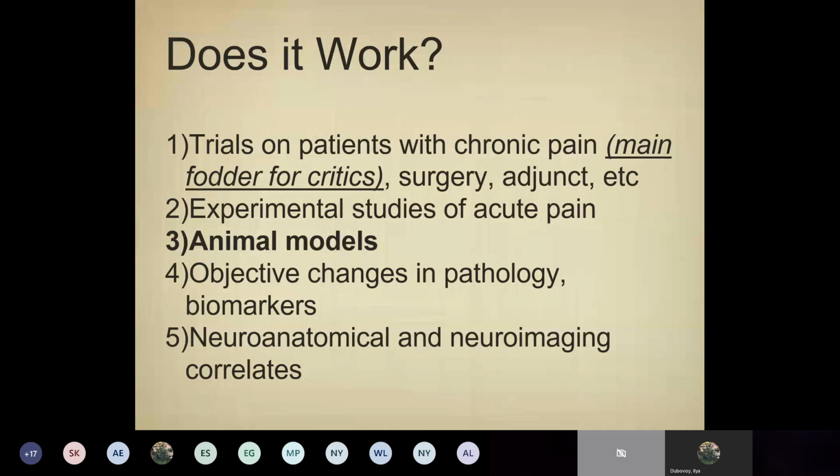The main thrust of the criticism really involves some of the trials on chronic pain and the very real and strong placebo effect that such an elaborate and involved procedure would have. I think a better example of its efficacy independent of placebo are some of the trials involving surgery and acute pain. Of course, there are also other lines of evidence, such as experimental studies of acute pain in the experimental setting, and animal models, which are basically placebo-proof outside of conditioning responses. Other lines of evidence which we'll be discussing are objective changes in the pathology and biomarkers, and of course, neuroanatomical and neuroimaging correlates, which I might touch upon if we have time.